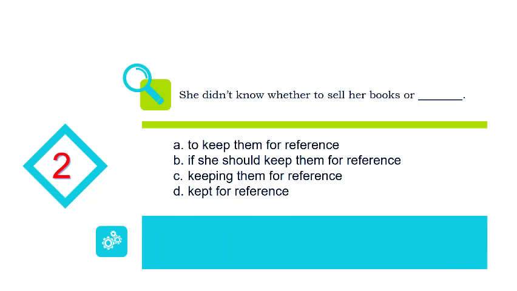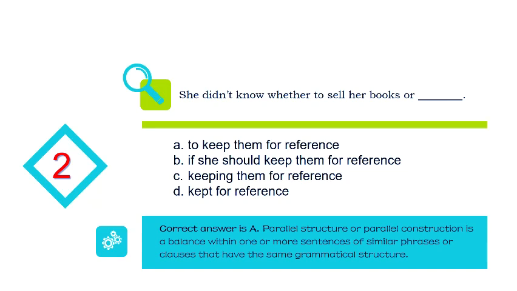Number 2. She didn't know whether to sell her books or blank. A. To keep them for reference. B. If she should keep them for reference. C. Keeping them for reference. D. Kept for reference. Perfect. The correct answer is letter A.